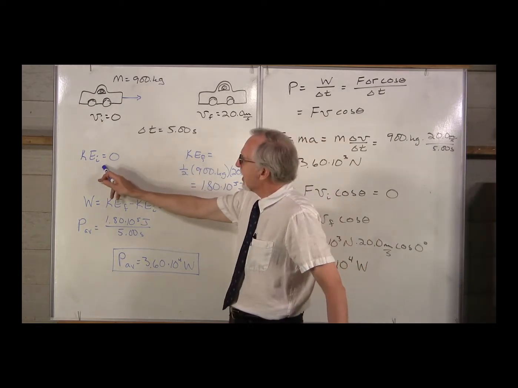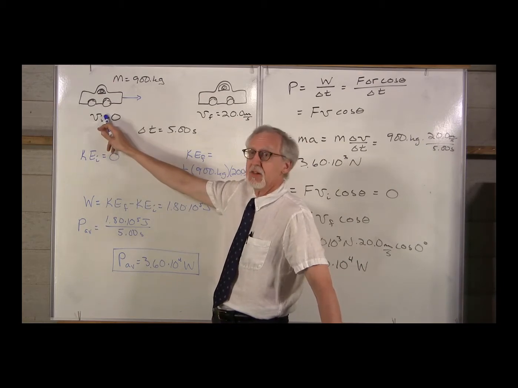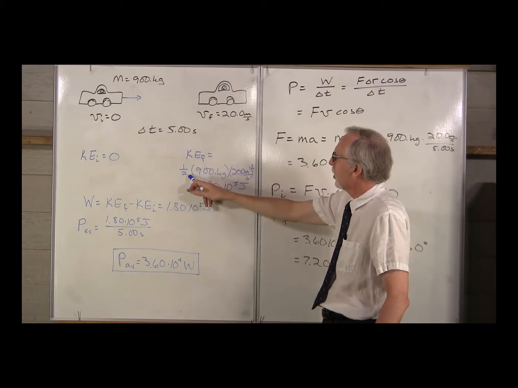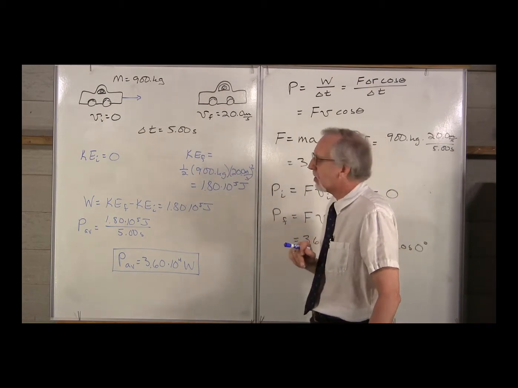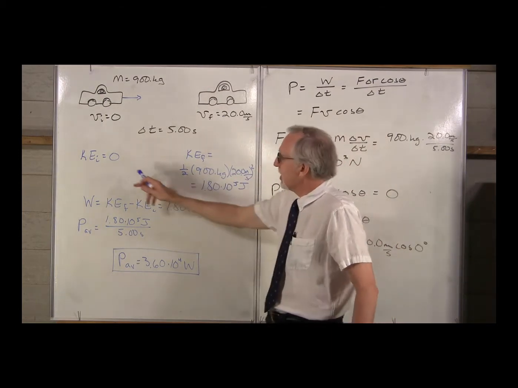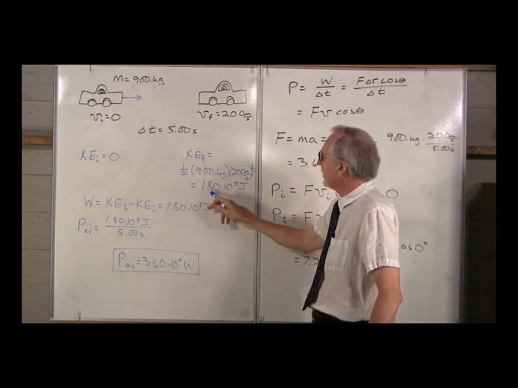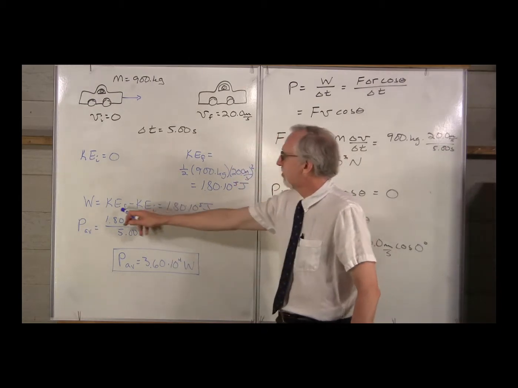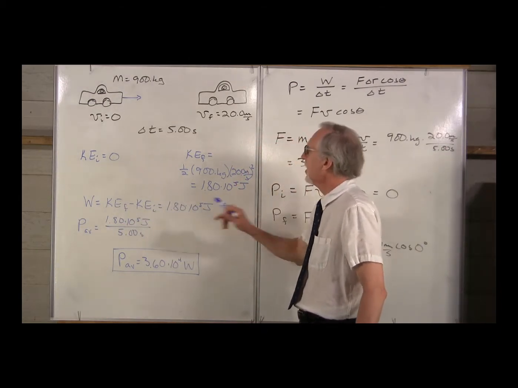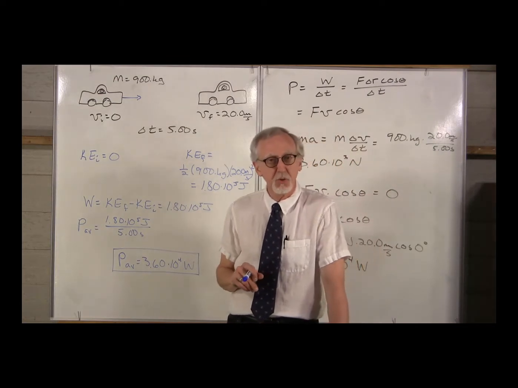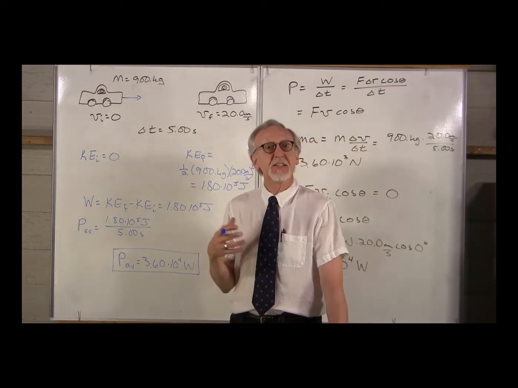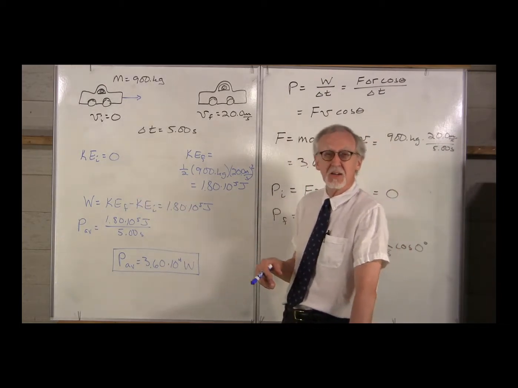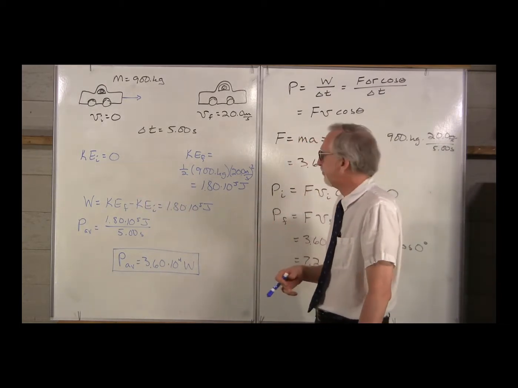The initial kinetic energy we know is 0 because the initial velocity is 0. The final kinetic energy, 1/2 m v final squared, is 1.80 times 10 to the 5th joules. How much work was done? Well, final kinetic minus initial kinetic is just 1.80 times 10 to the 5th joules. That's the total amount of work done by the engine in accelerating the car, assuming no other work is done by non-conservative forces. That's an approximation.